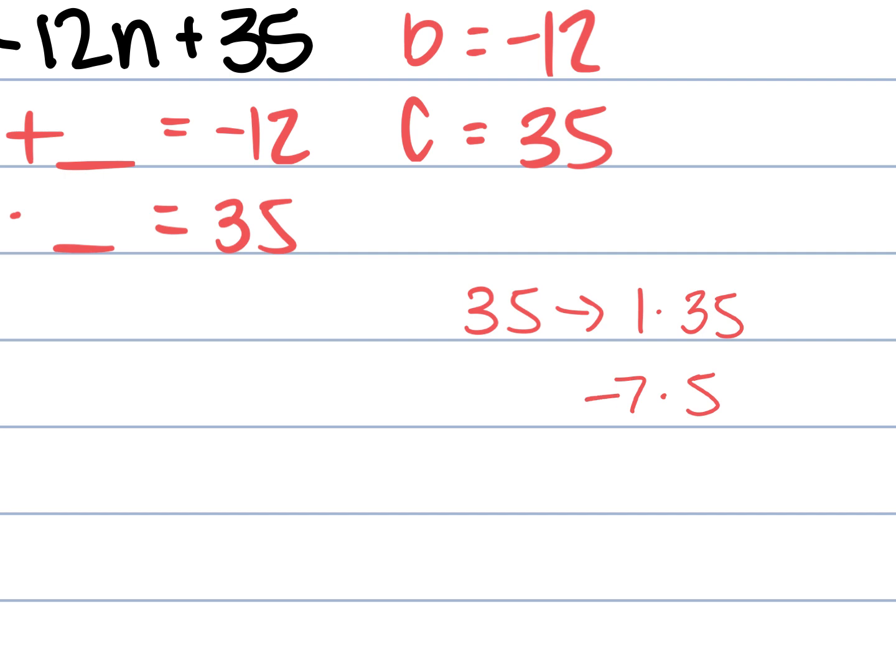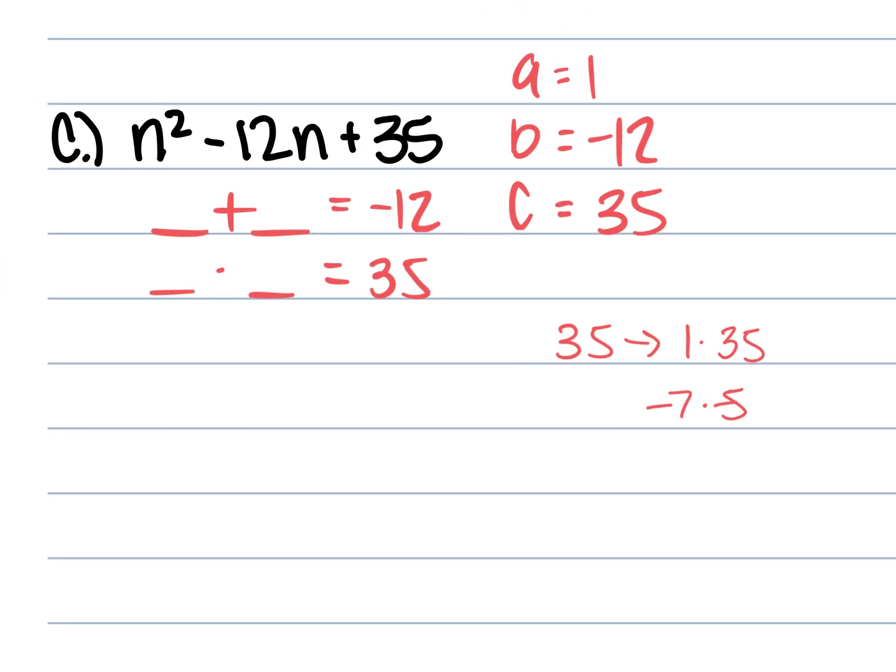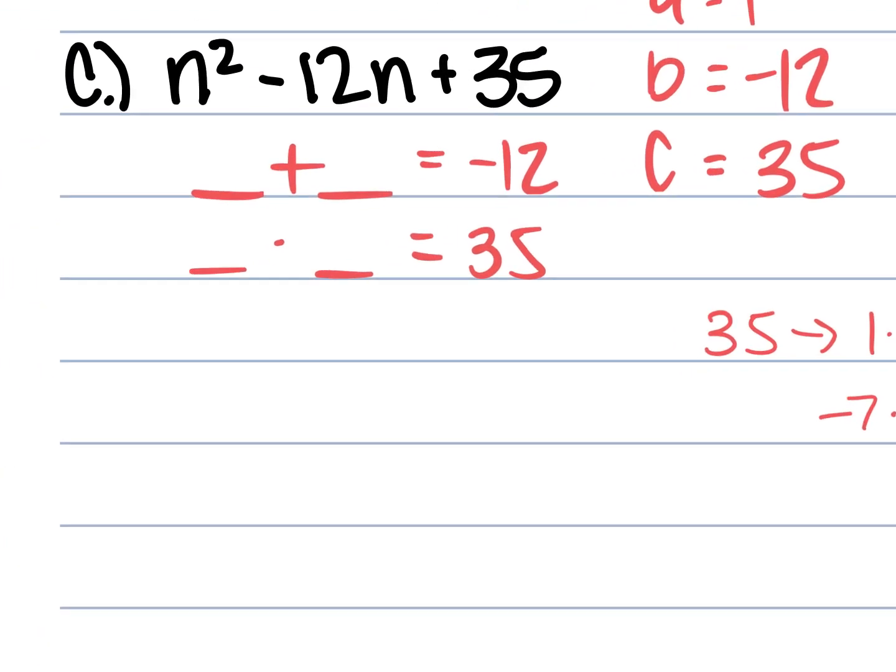They both have to be negative. Whenever you're going to see this, both of them are going to be negative. Watch. Is there any way I can take a positive number times a negative number and get a positive number? No. So I know at least one of them has to be negative because we're adding them and getting -12, correct? But they both have to be negative because my C value was positive. So I'm going to get -7 and -5.